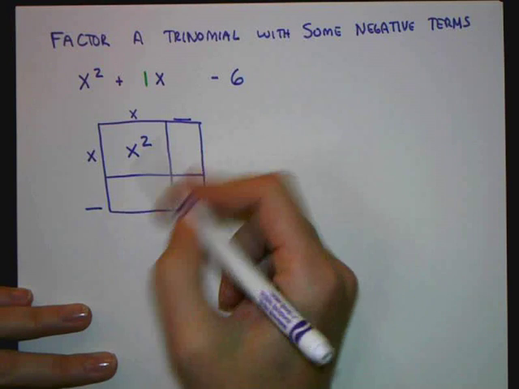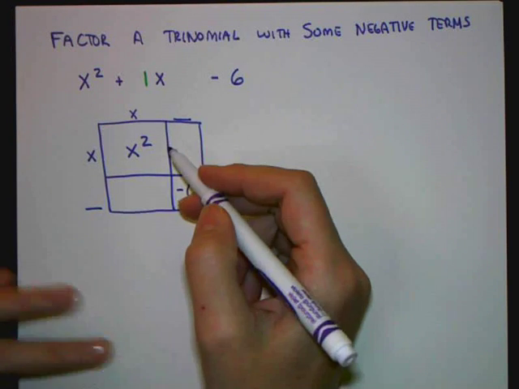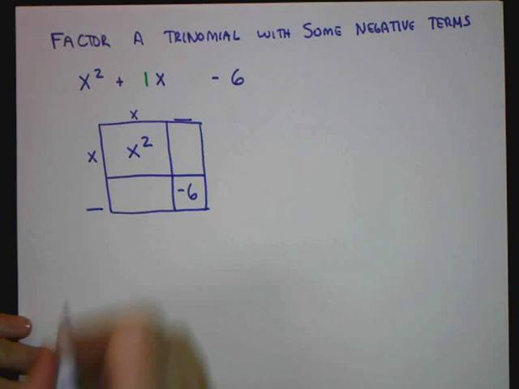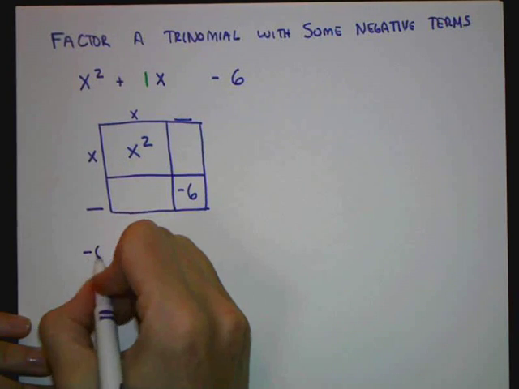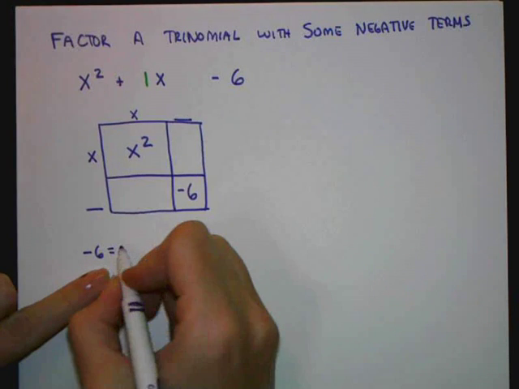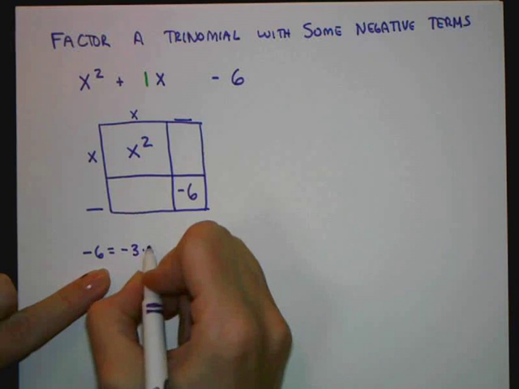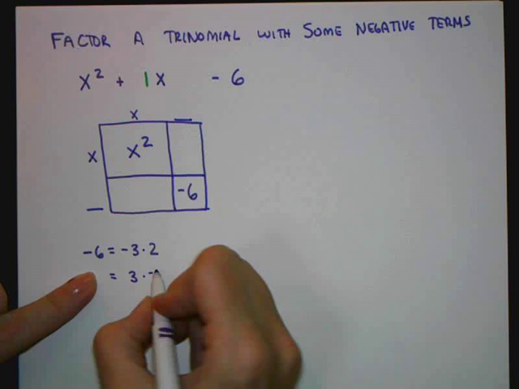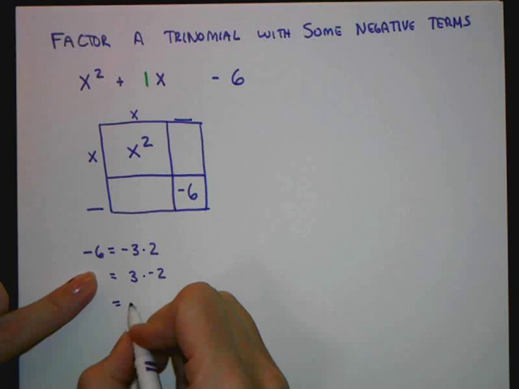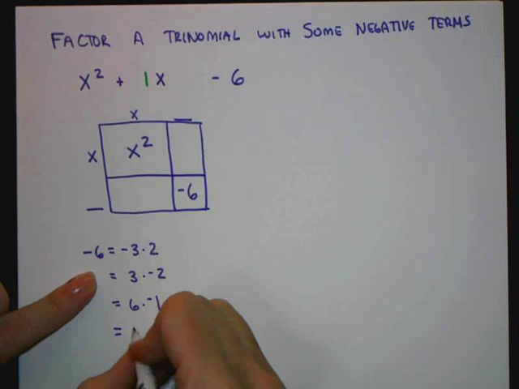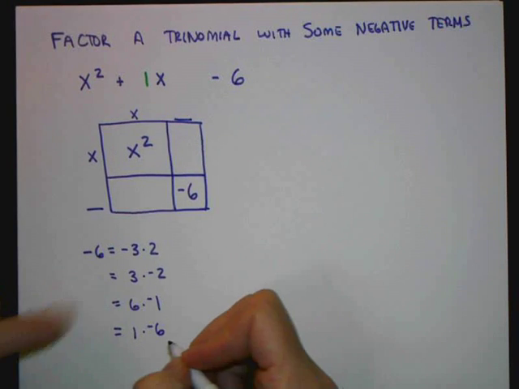Rather than guessing and throwing factors of 6 in right away, let me stop and think for a minute so I can be strategic about what factors of negative 6 I choose. Let me list out some of the factor pairs of negative 6. Negative 6 is equal to negative 3 times 2. It's also equal to 3 times negative 2. It's also equal to 6 times negative 1. It's also equal to 1 times negative 6.